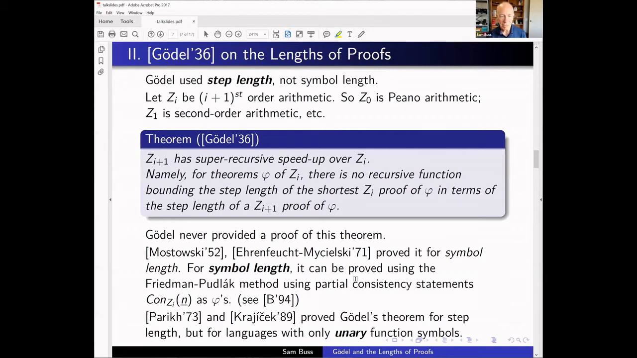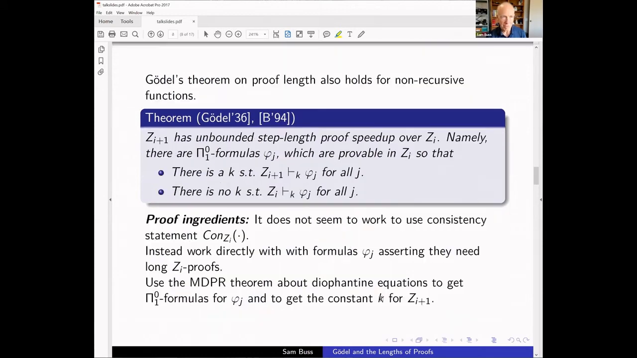Then Parikh and Krajíček proved the theorem using step length for languages that have unary function symbols, but take plus and times as ternary relations. Parikh did it for the i equals 0 case, and Krajíček generalized it to the i greater than 0 case. So this left open how to prove the original theorem of Gödel's, but in fact, we can do this. Let me slightly strengthen Gödel's statement.